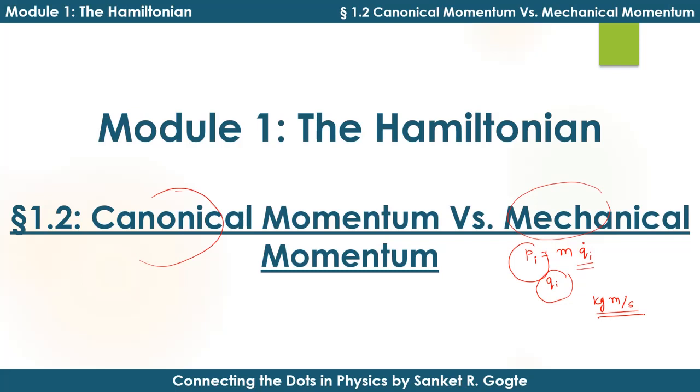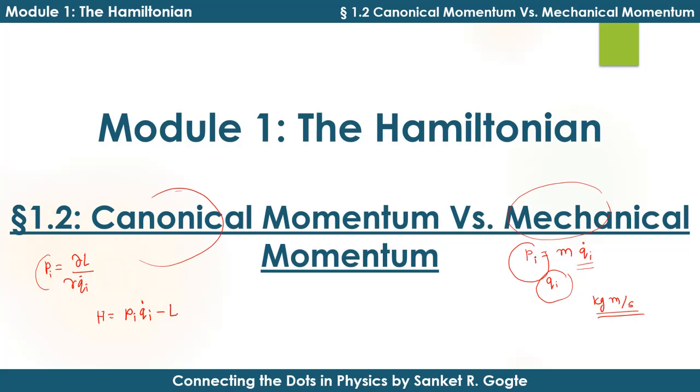Canonical momentum refers to the quantity which is obtained by differentiating L, which is the Lagrangian, with respect to q dot partially. Again, if the system has n degrees of freedom, I have to write it with subscript i, where i runs from 1 to n. Once you have this momentum, then the Hamiltonian is obtained by this equation: pi qi dot minus L.